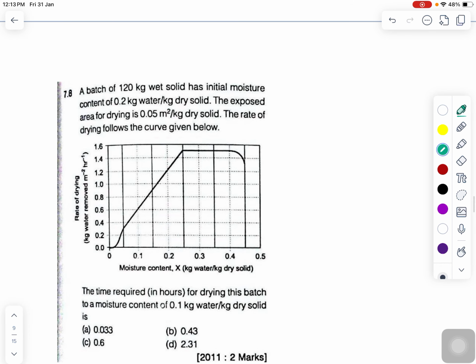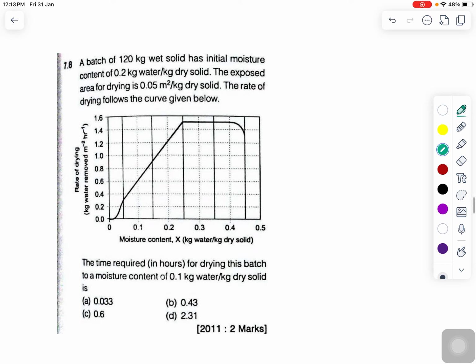Now moving towards the next question, 7.8. The question says that a batch of 120 kg solid has initial moisture content 0.2 kg. So x1 is given to you, that is 0.2, and the solid area is exposed. You can say that Ss divided by A equals 1 upon 0.05, that is equal to 20 kg per meter square. The drying rate curve is given to you, and you are supposed to calculate the time required for drying in a batch to a moisture content of 0.1 kg. So the final moisture content is given to you as 0.1 kg.